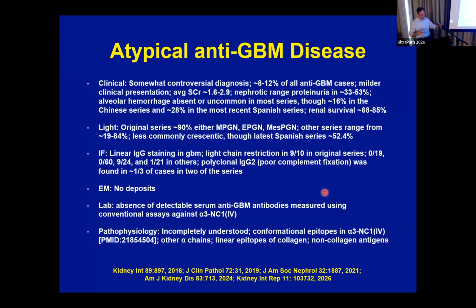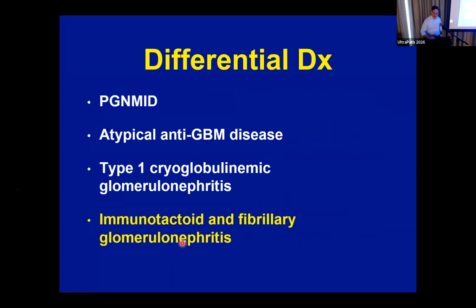The pathophysiology of this is incompletely understood. Maybe there's some evidence that there are conformational epitopes in that same domain. I highlighted a recent paper that provided some evidence of that. Other alpha chains, some linear epitopes of the collagen, et cetera, are some examples of why this might be atypical. And last, in the differential, immunotactoid and fibrillary, I'm not going to say very much about these.